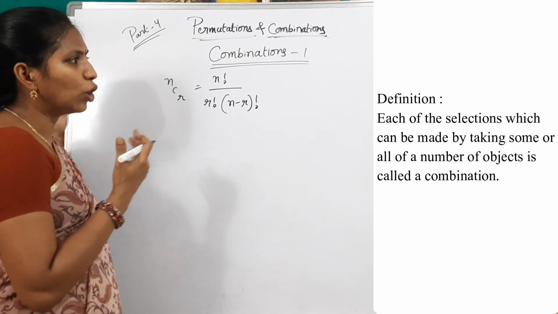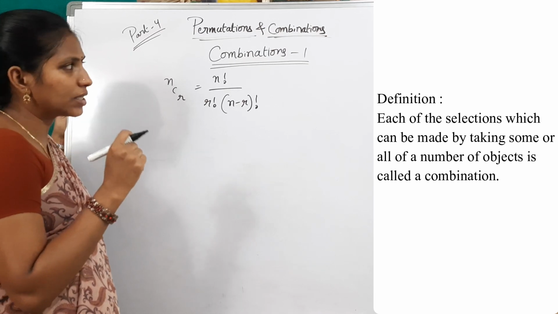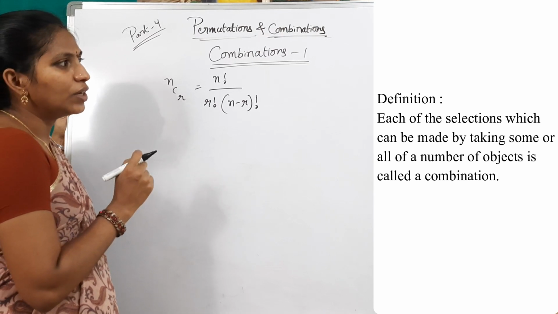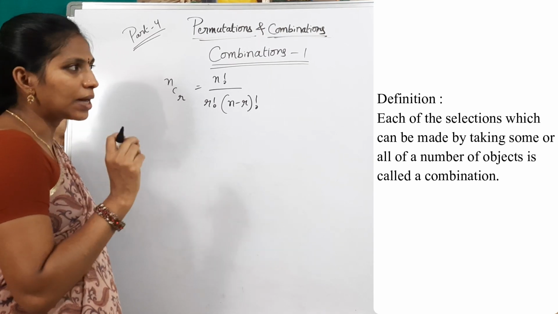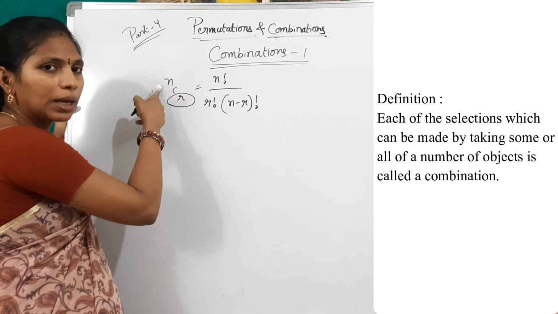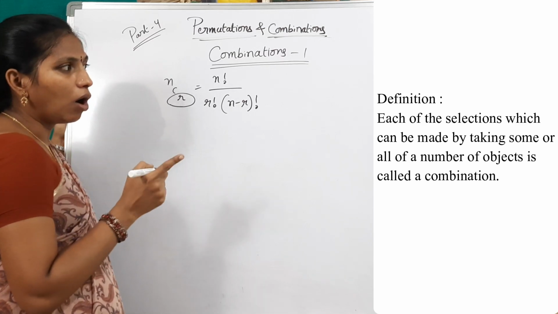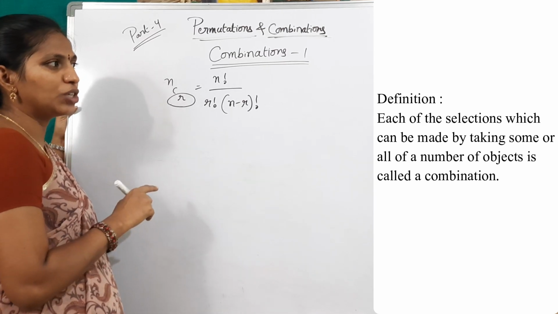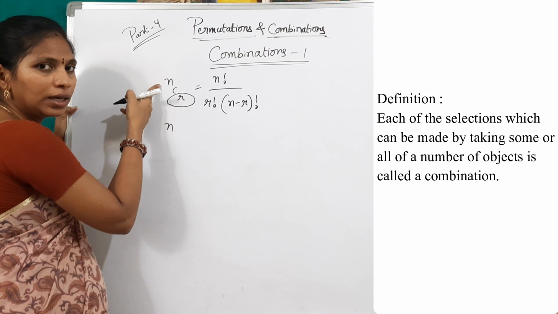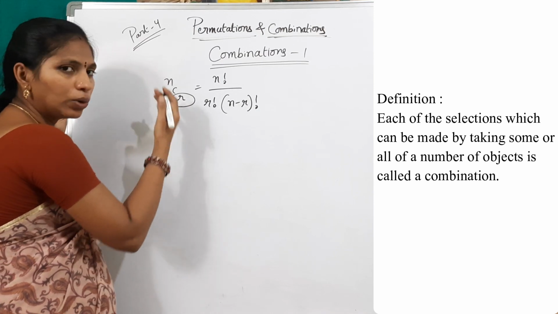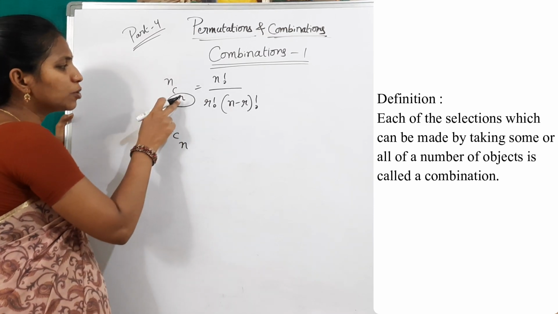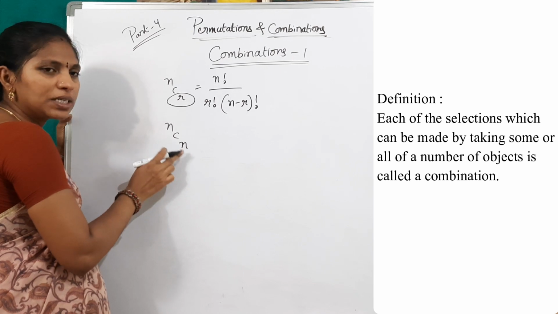Now see the definition of a combination. Combination is nothing but a selection. Each of the selections which can be made by taking some, here some means r, some things from the total number of things, or all of a number of objects is called a combination. All means here there are n things. I want to take n things at a time, which means nCn. Here some elements means r and all elements means n.